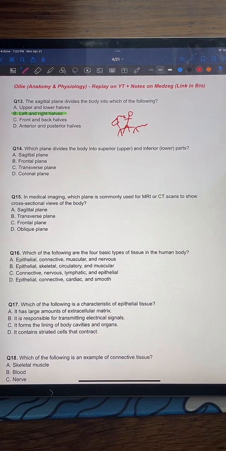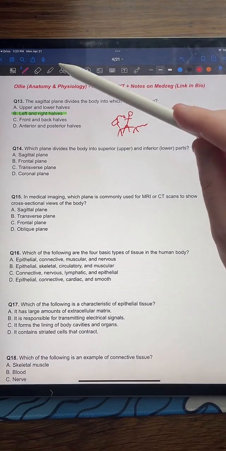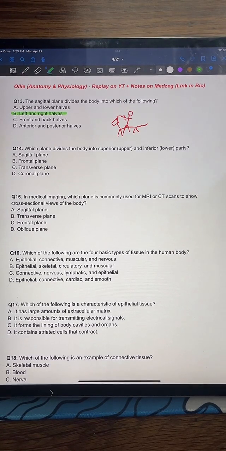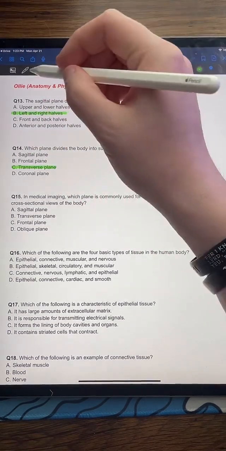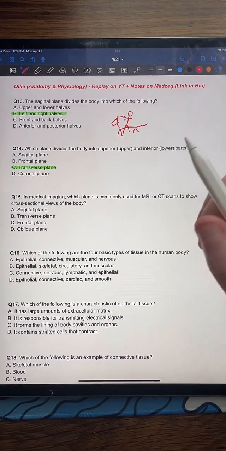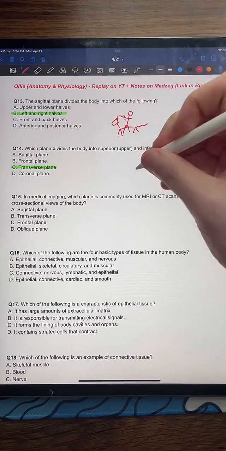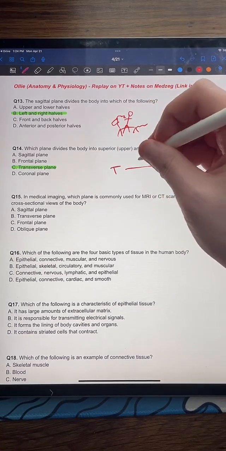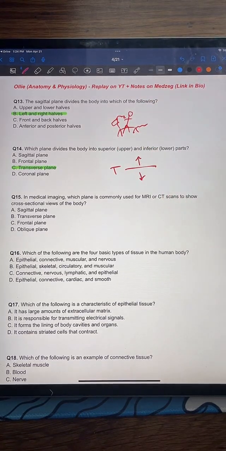Number 14, which plane divides the body into superior and inferior parts? So upper and lower parts. The answer is C. It is the transverse plane. The transverse plane is also known as the horizontal plane, and it divides our upper and our lower. So superior versus inferior.